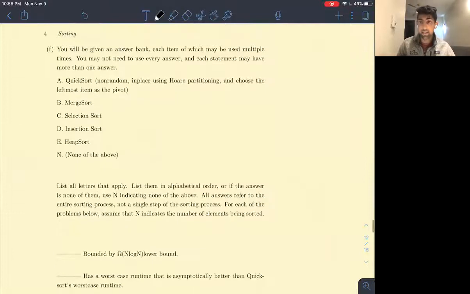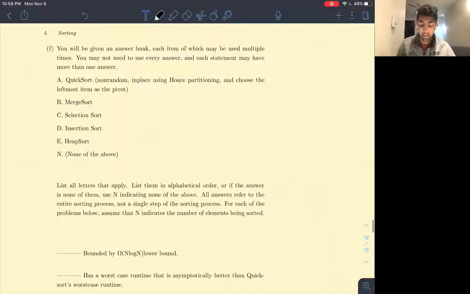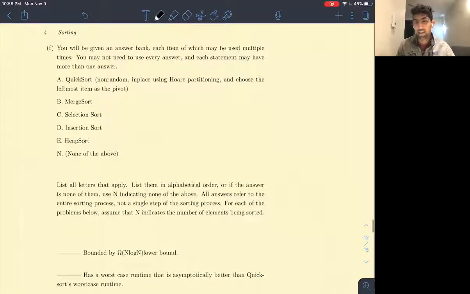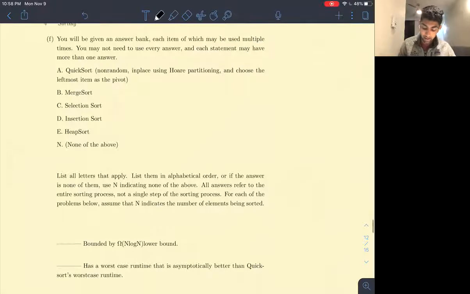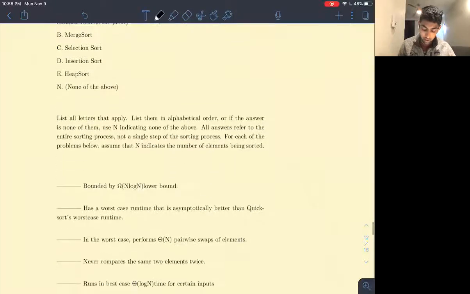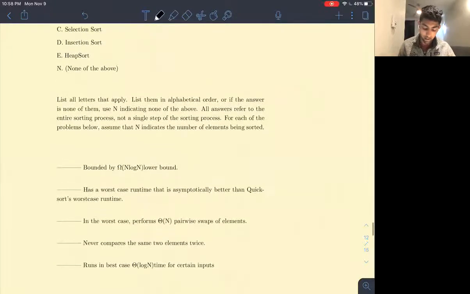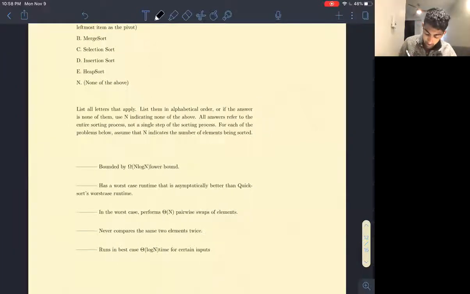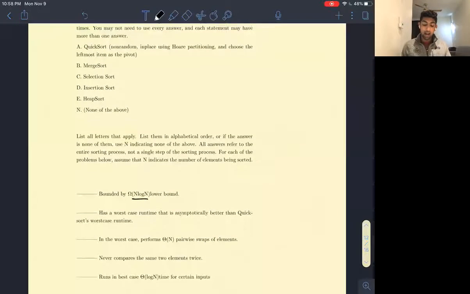Okay, so this last question is fairly tricky. And I'm guessing if you guys are watching this video, you might just fast forward to here, which is totally fine. You'll be given an answer bank and we need to figure out for these questions, list all from above that apply. So something that's bounded by an n log n lower bound. Let's see here.